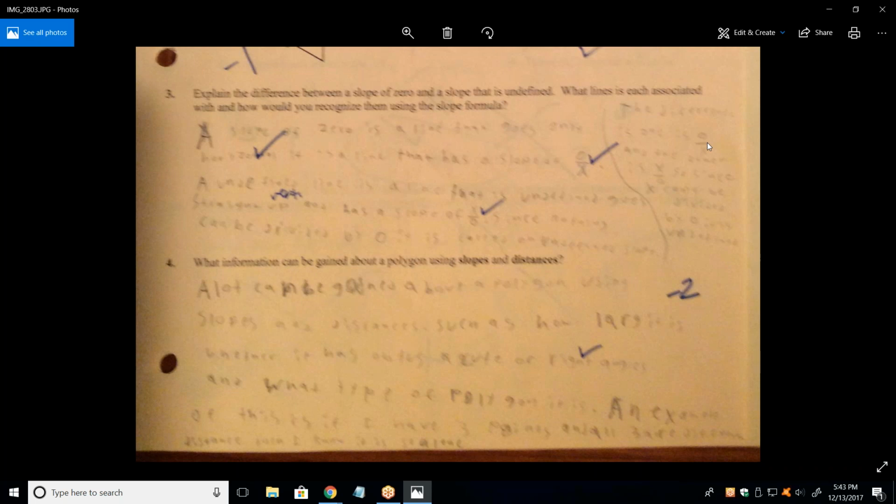What information can be gained about a polygon using slopes and distances?